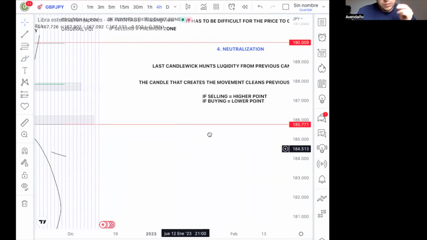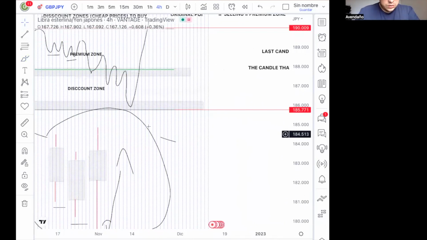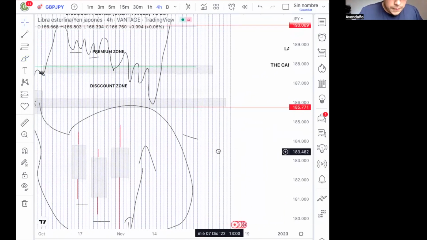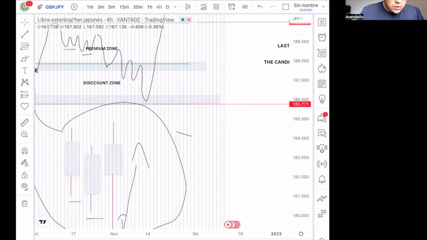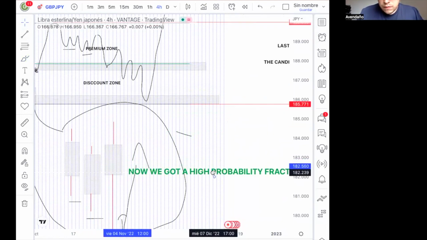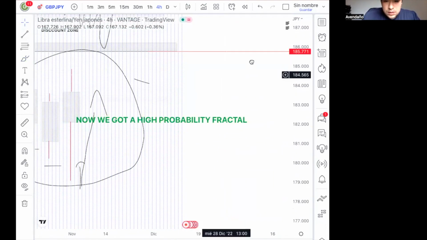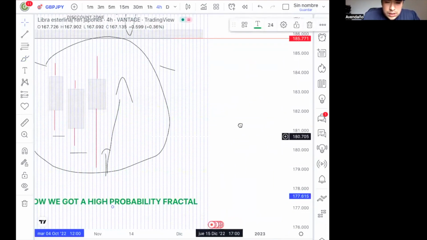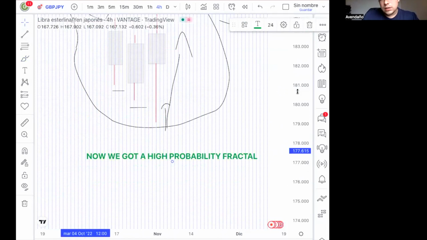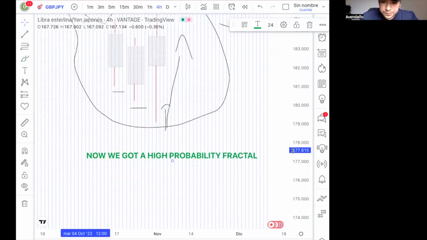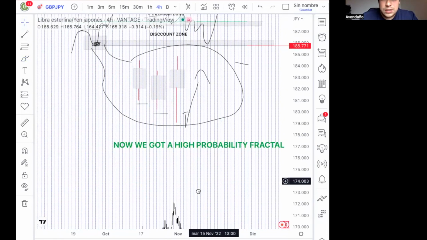If you're buying, you will be seeing that in the lower point, as we see in the example. And now, with this, we got a high probability fractal. Let's then put it right here. And now we got a high probability fractal. Perfect. And that's pretty much it, guys.